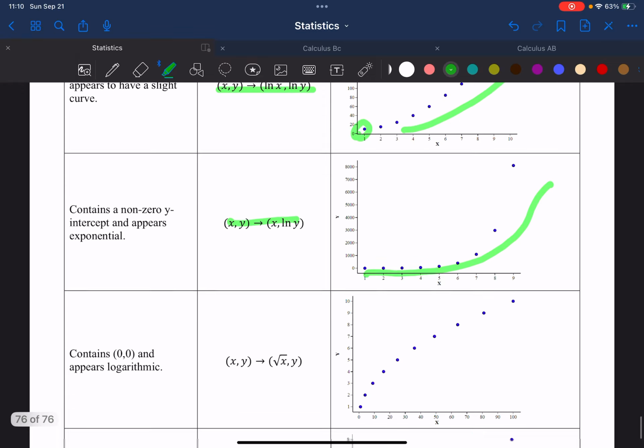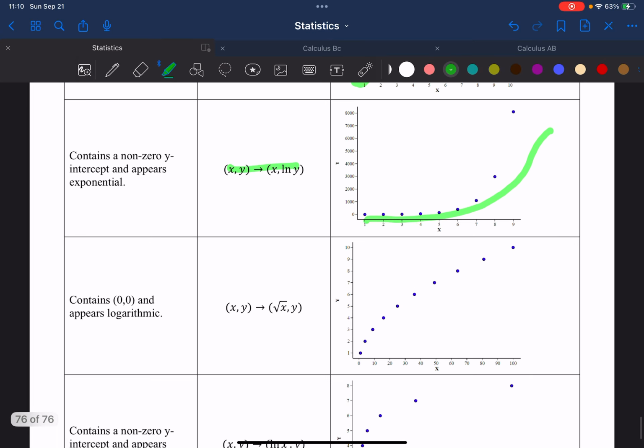And of course, when you're doing these on Desmos, you can just play around with it. You just plug in all the different regression lines and see which one gives you a best fit. And for example, if a natural log gives you a best fit, then you know that you would have to take the natural log of one of these in order to get it to appear more linear.